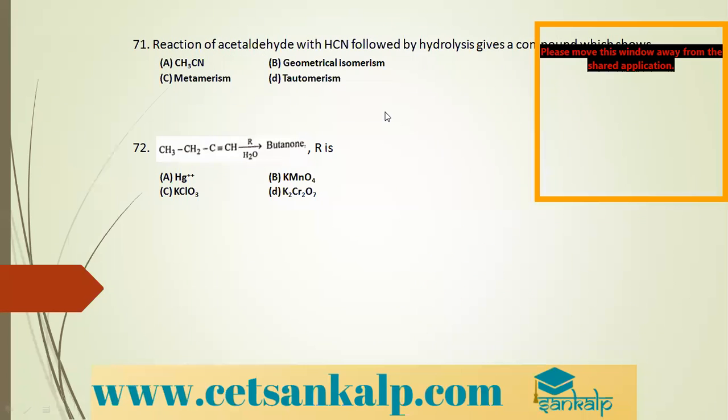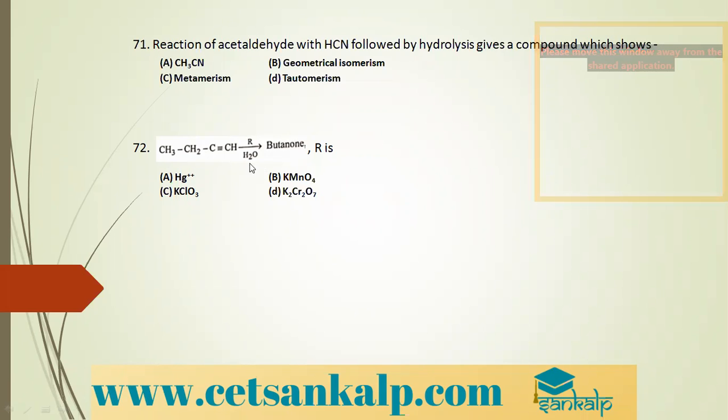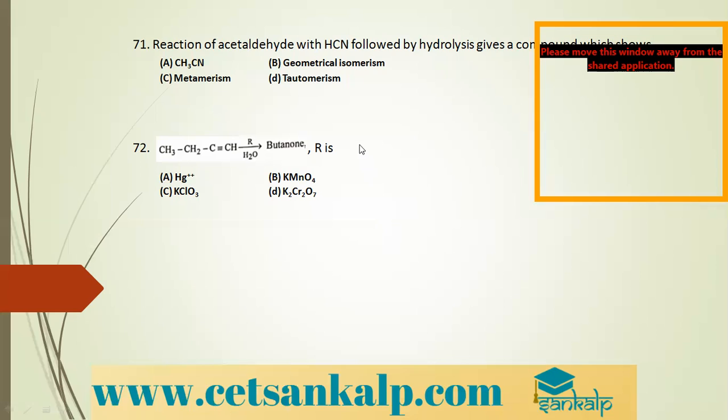Next question. CH3CH2C≡CH, you are taking some reagent R followed by hydrolysis. You are getting butanone. So what is it? It is nothing but acid hydration of alkynes. When you carry out acid hydrolysis of alkynes, it is carried out in presence of mercuric ion, Hg2+. So the correct option is option A, that is mercuric ion.